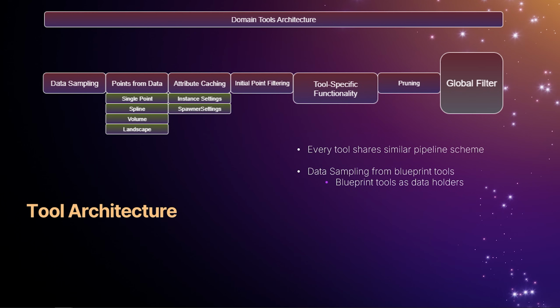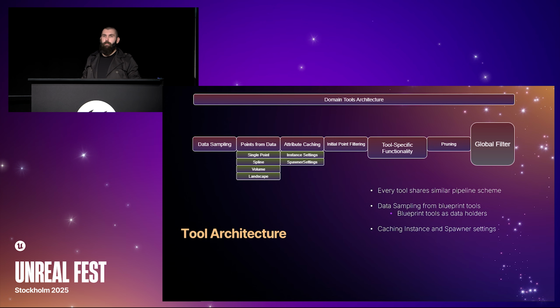I'm going to go over the tool architecture and how it works on a higher level, how the PCG itself works. Every tool shares a similar pipeline scheme with data sampling and data assembly. Sampling is done via Get Data nodes in PCG, and they are all filtered by class. So one PCG graph will get the data from a single instance spawner, another one will get it from an area tracer tool, and that's all done by class, not by tag, as it is done by default.